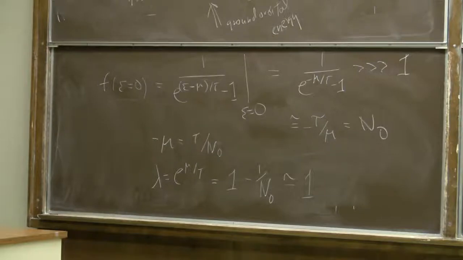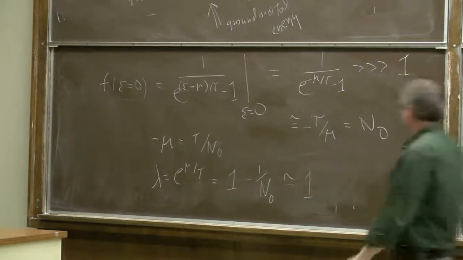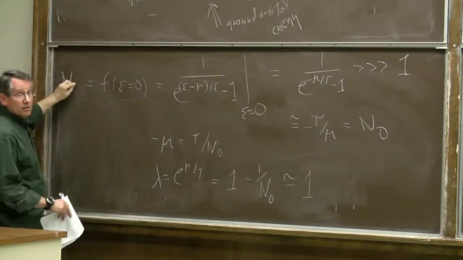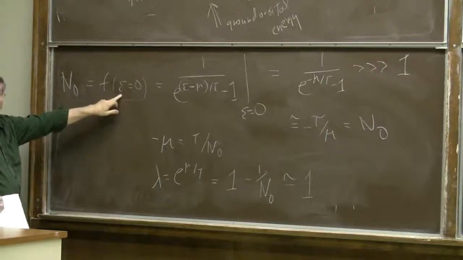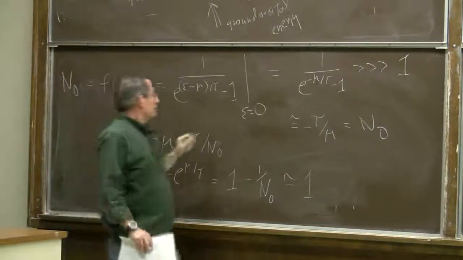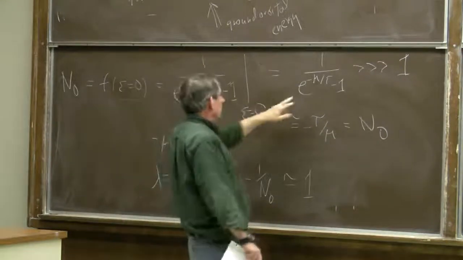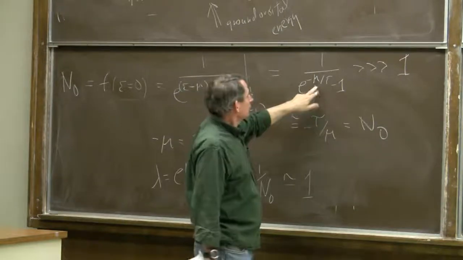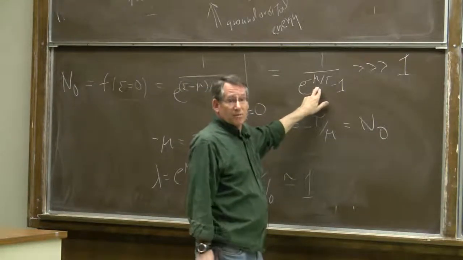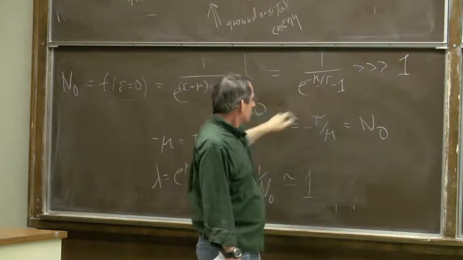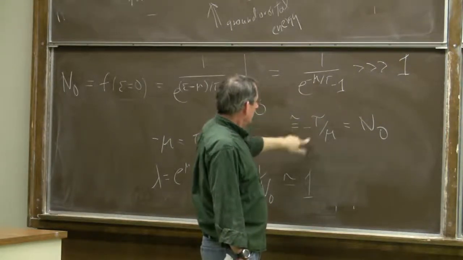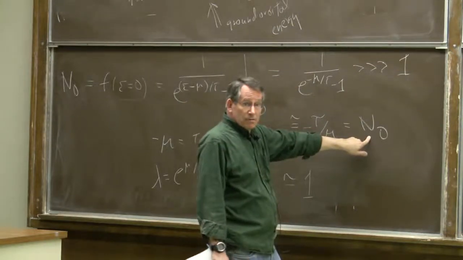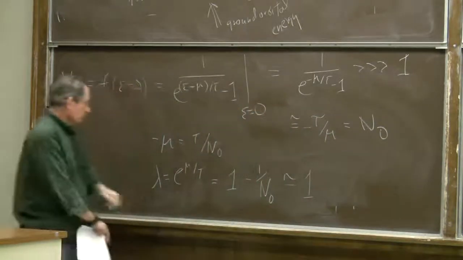Where the number is much larger than 1 — this is the number of particles in the ground orbital. The distribution function when the energy is 0. So E equals 0, and it's much larger than 1 because I'm considering a Bose-Einstein condensate. So that's telling me that the chemical potential has to be very close to 0. I can expand this exponential, and this is essentially minus tau over mu. That's equal to this very large number, the number of particles in the ground orbital.